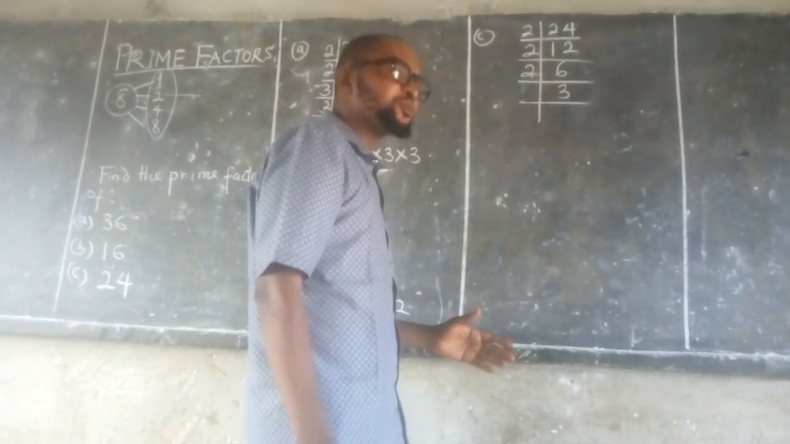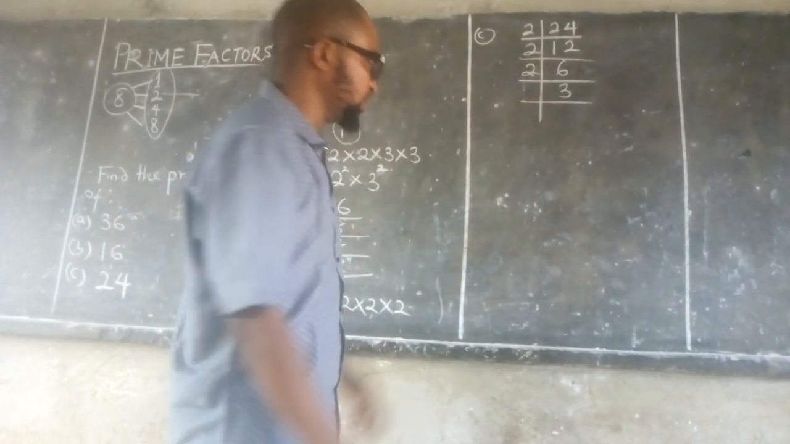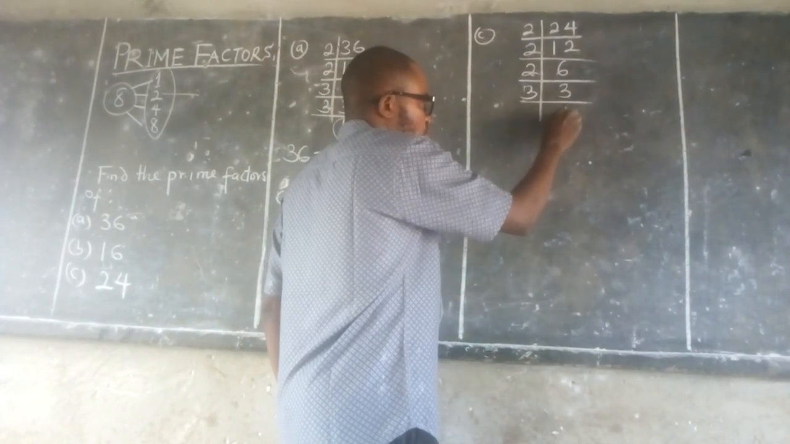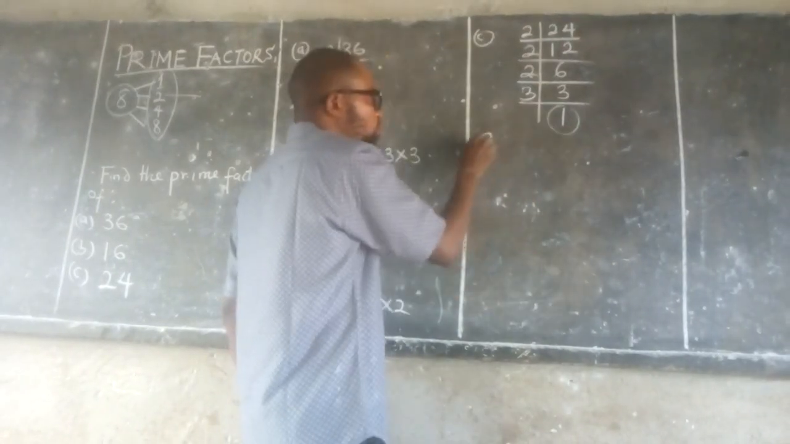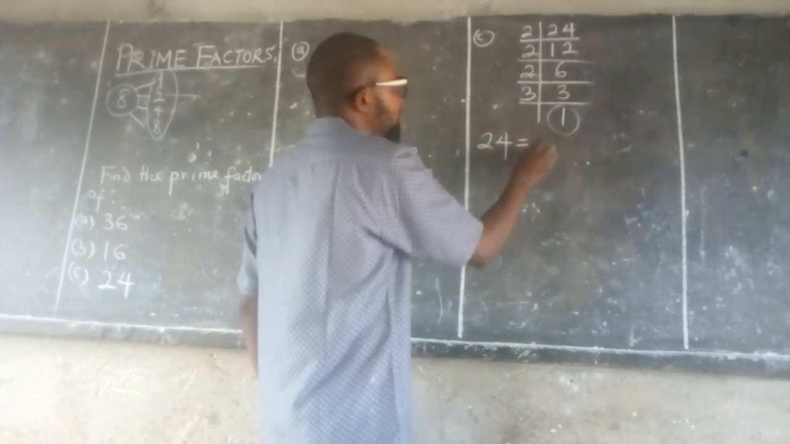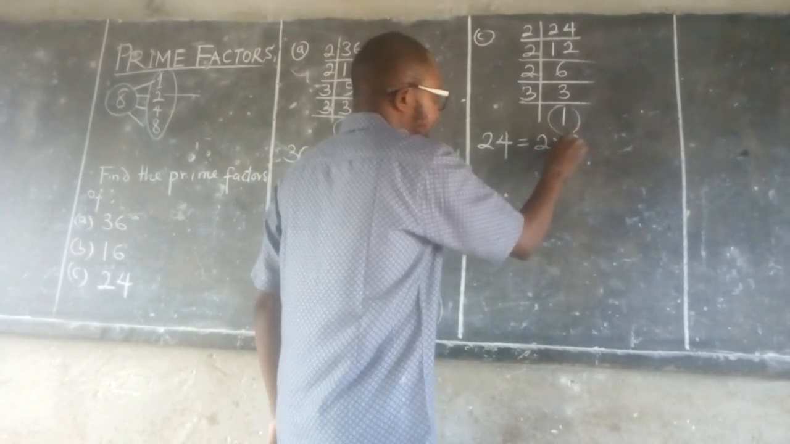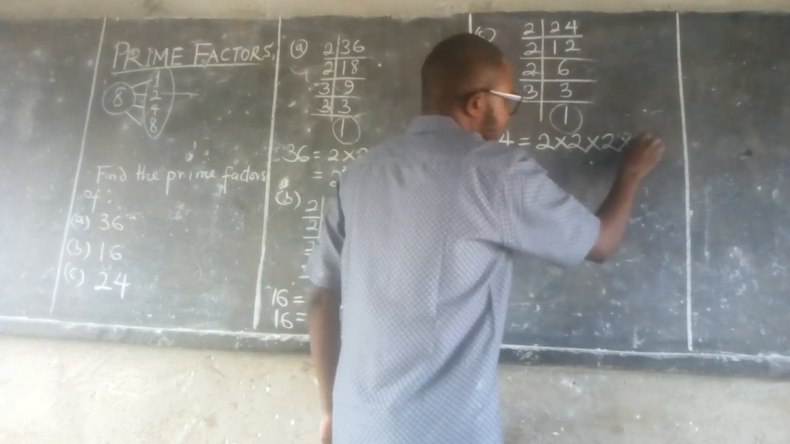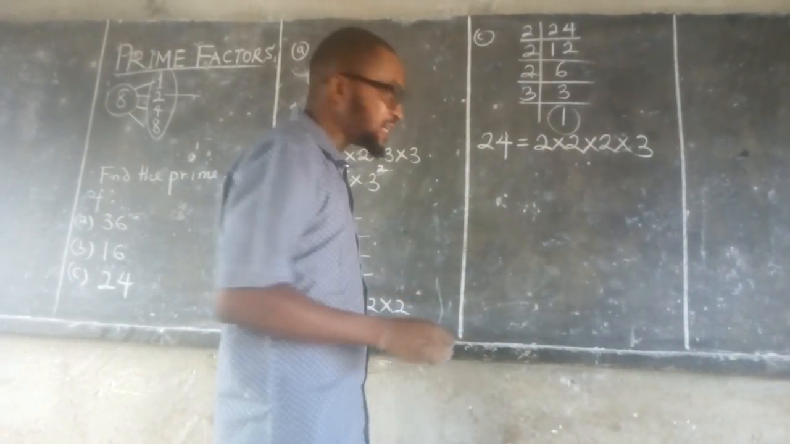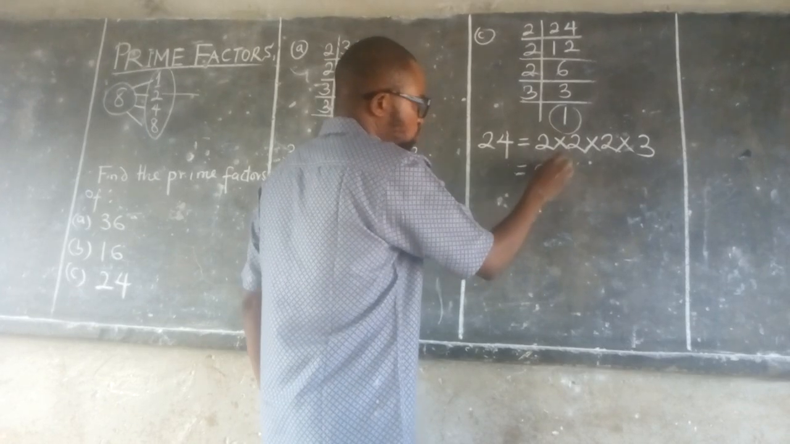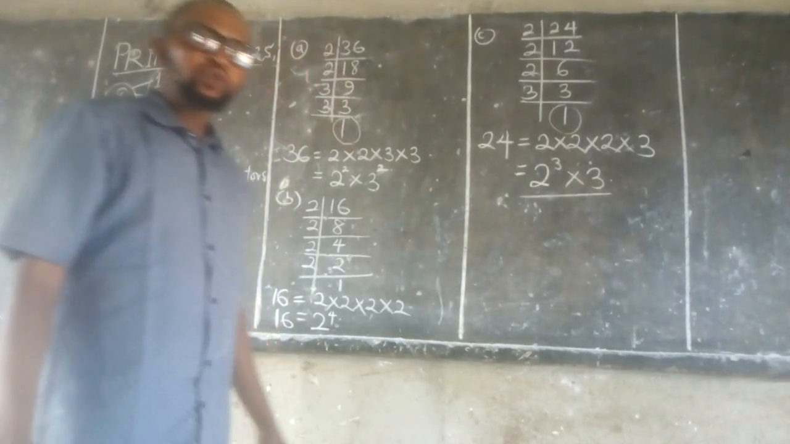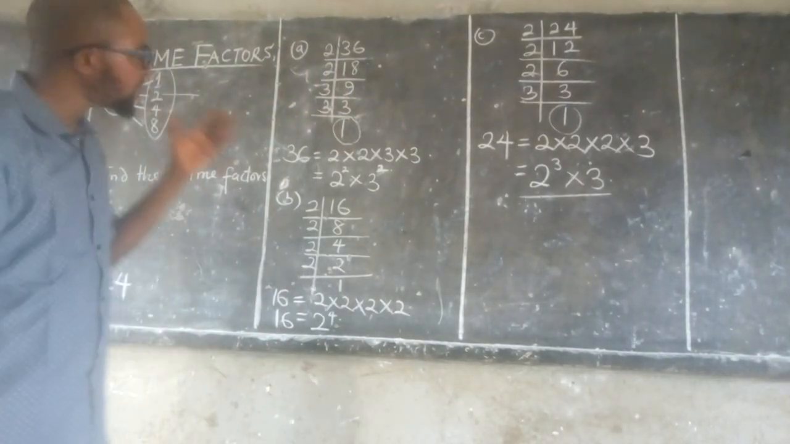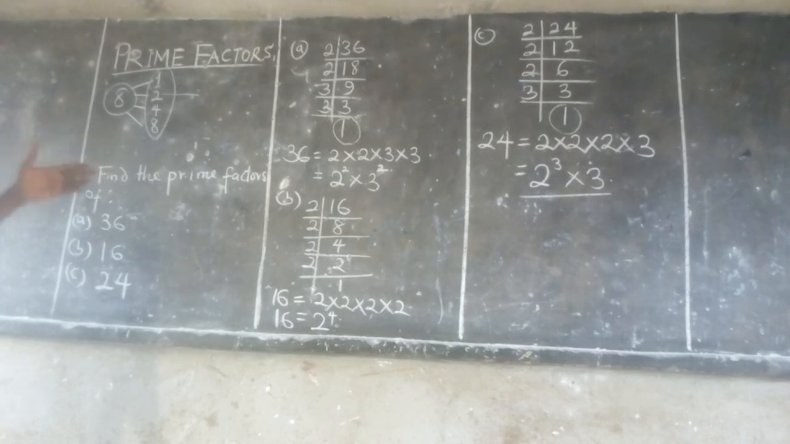So the next prime number that is applicable here is 3. 3 divided by 3 gives 1. Now that this number has turned to 1, you can conclude that the prime factors of 24 are 2 times 2 times 2 times 3. Leaving this in index form, you have 2 raised to the power of 3 multiplied by 3 as the final answer. So this is how you can solve for the prime factors of any given number.